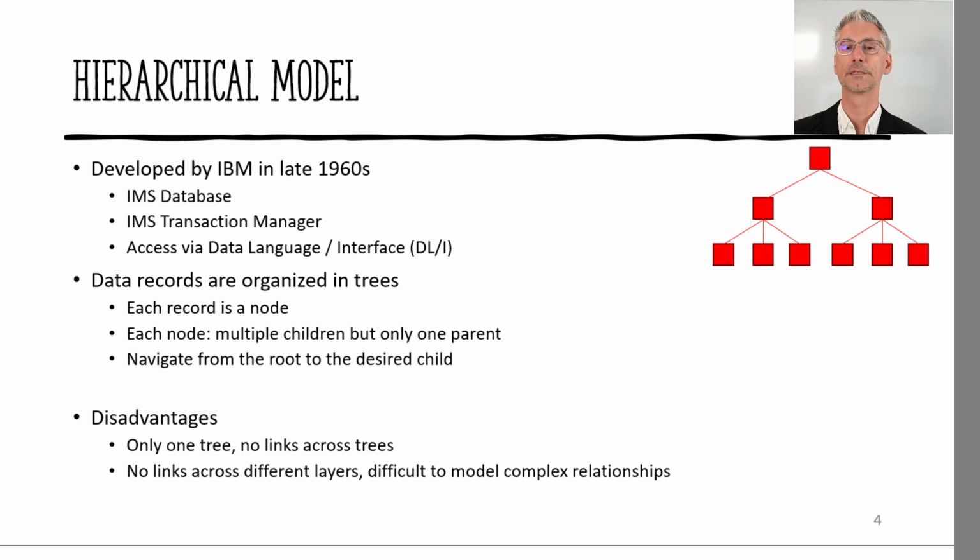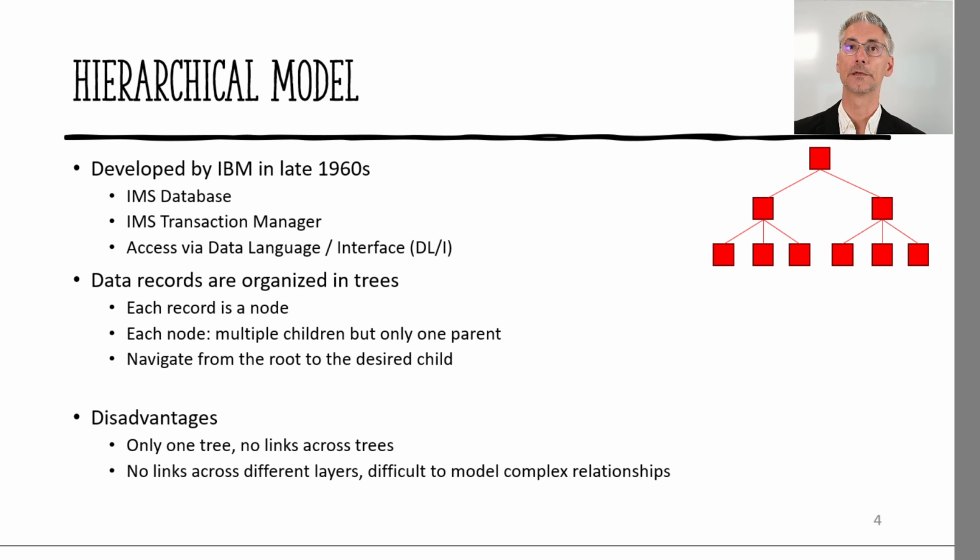Then, in the 60s, IBM developed the hierarchical database model. It was implemented in the IMS database that consisted of the database itself and the transaction manager. It was accessed via a data language or interface, DL/I, and the key point was that data records are organized in trees. So each record is a node, and each node has multiple children but only one parent.